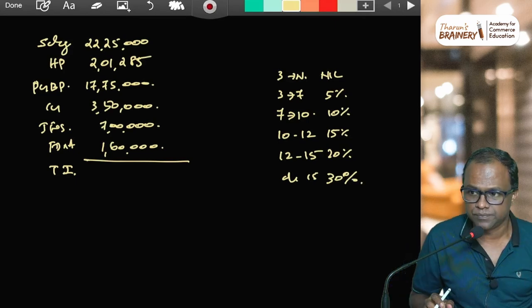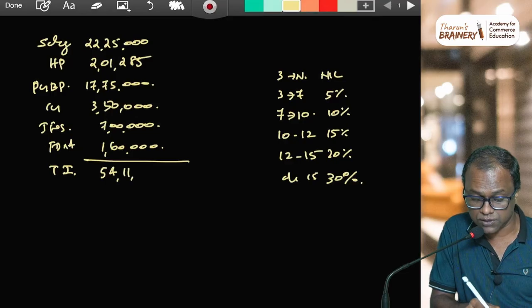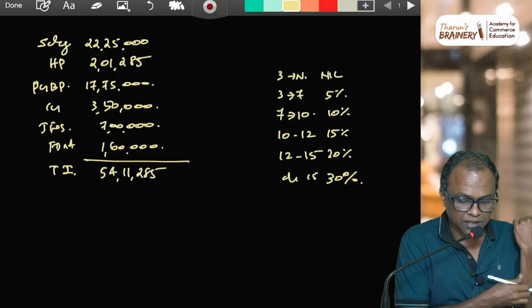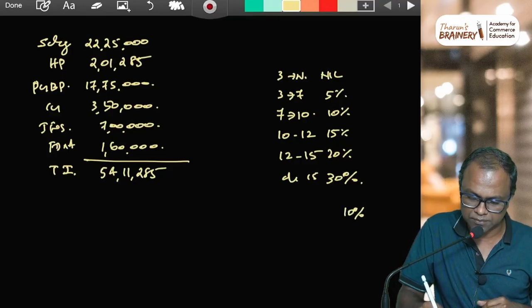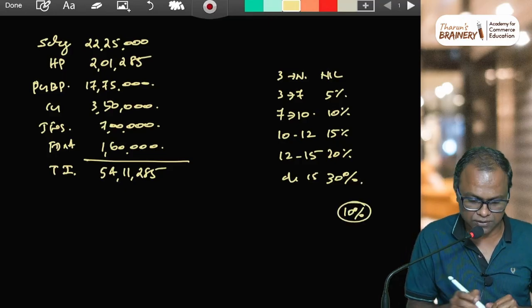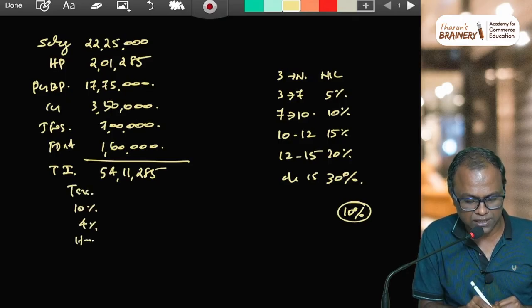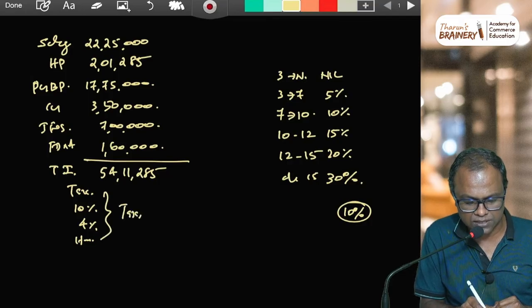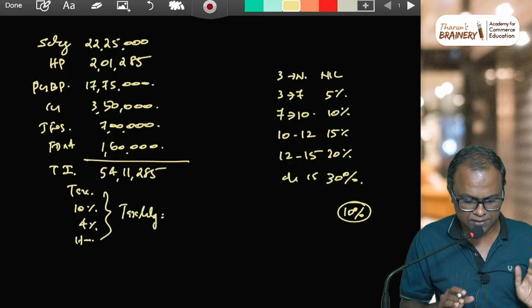So what is the total income? 54,11,285. The income crosses 50 lakhs, right? There will be surcharge, right? So 10% surcharge will be applied on the tax. First find out the tax, then add 10% surcharge, then add 4% health and education cess. You will get the tax liability in India. This is not the final answer, just the tax.